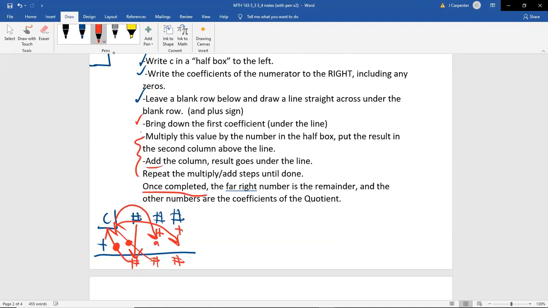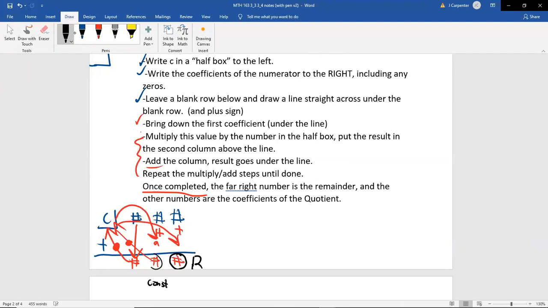Once completed, the far right number is the remainder. So this number right here, that is the remainder. Now, this is where things get a little weird because we're going to go from right to left. Normally we go left to right, but this is kind of like when you're trying to subtract or add, where you really need to go right to left. So this is the remainder. Then the next digits are going to be the coefficients of the quotient, starting with your constant.